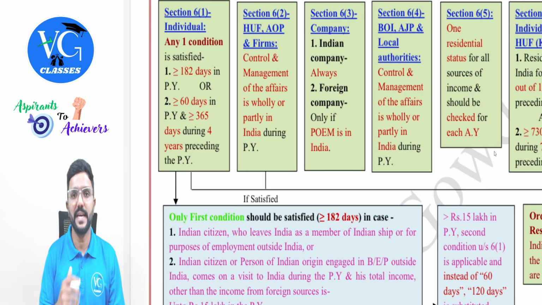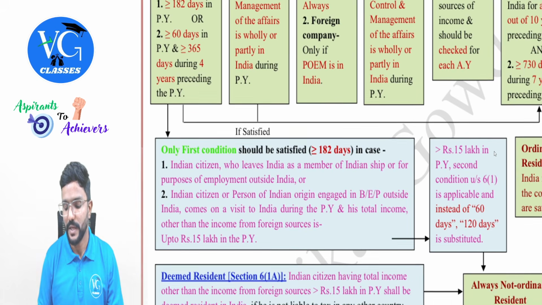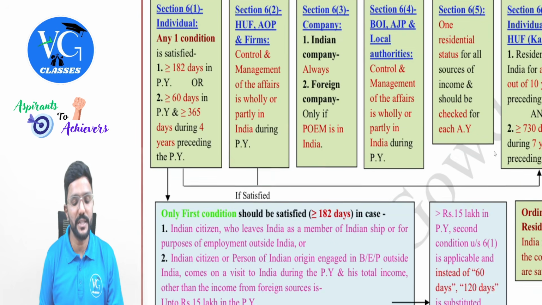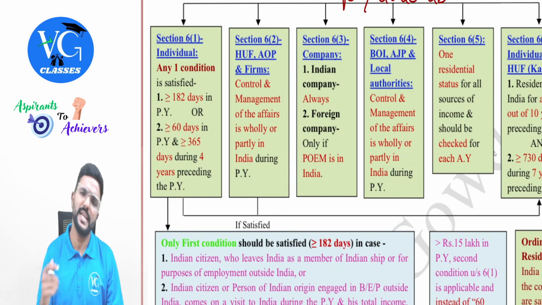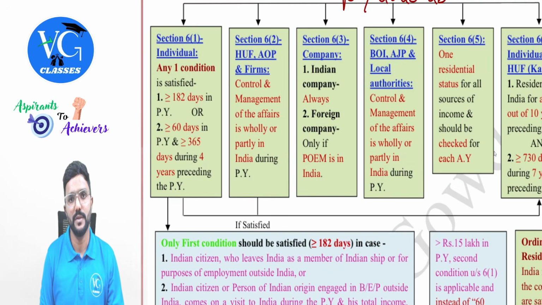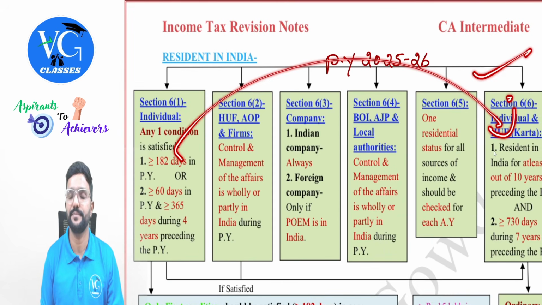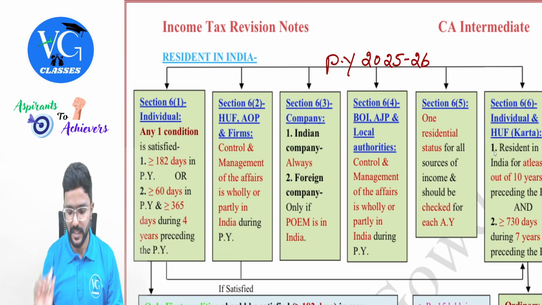And if you ask me, sir, in case Srinath's total income other than the income from foreign source is more than 15 lakh, he is covered in this provision, but he satisfied the first condition itself, sir. So in that case, should we check the additional conditions? Yes, guys, we need to check. Hope you understood. Is that clear? Yes, sir.